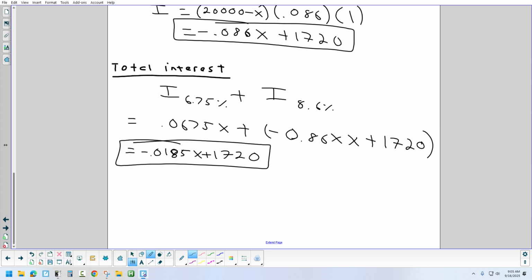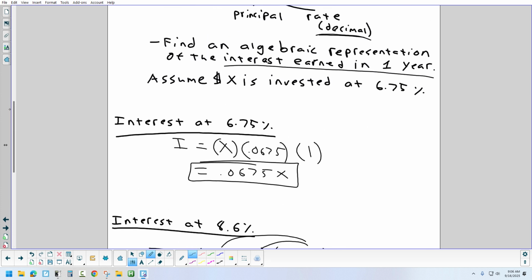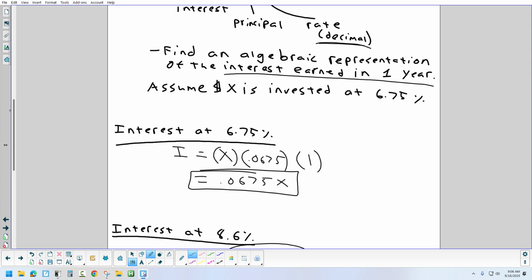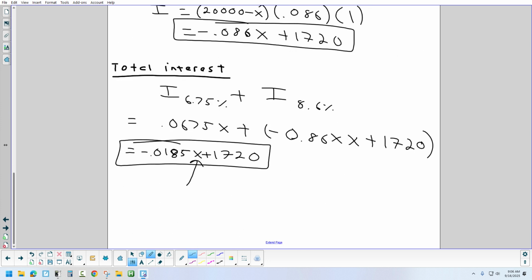And all you have to do is tell me x. Just remember that x is the amount of money invested at 6.75%. So you tell me that, I'll tell you how much money he's going to make for the year. Any questions on how we figured out that formula? Okay, so now they're going to ask us something about that. All right, so let's see what they want to know.